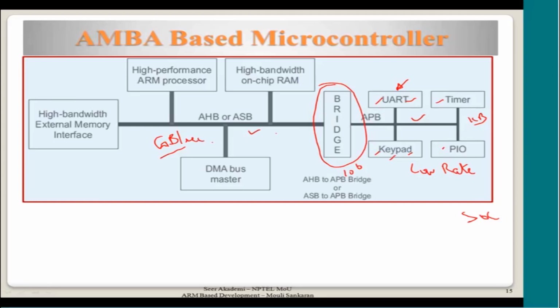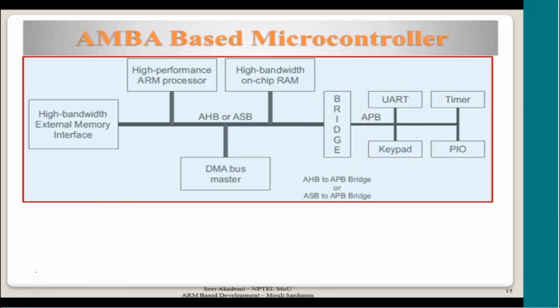This is the right time to tell you something about the functionality of a bridge here. Suppose this is the ARM processor, and then there is an on chip RAM, and a DMA, and an external bus interface memory. So external memory is connected to this interface. This could be a master, and this could become a master, and of course this will be a slave memory, and this will be a slave in the AHB bus or ASB bus.